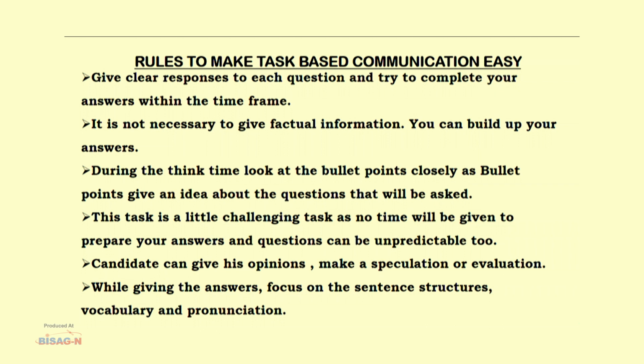The next rule is, this task is a little challenging because, as we said, there will be no time given to prepare the answers, and the questions can be unpredictable too. Again, it says the candidate can give his opinions, make speculations and evaluations. That's what we discussed already. And while giving the answers, the candidates can focus on the sentence structures, vocabulary and pronunciation.